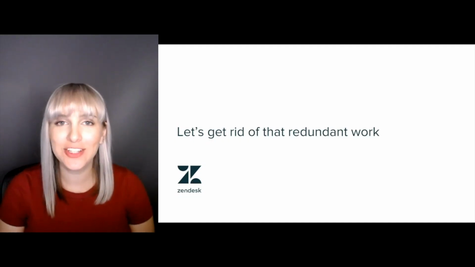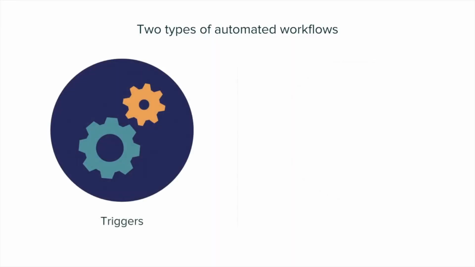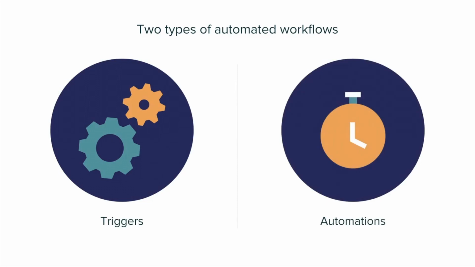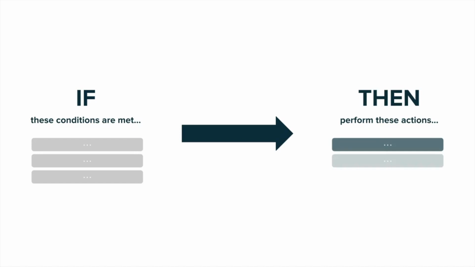Okay, your agents are ready to roll, but let's get some of the redundant work off their plate. In Zendesk Support, you can build out any number of automated workflows with triggers and automations. These rules are created around simple if-then statements. If a ticket meets the following conditions, then perform the following actions.